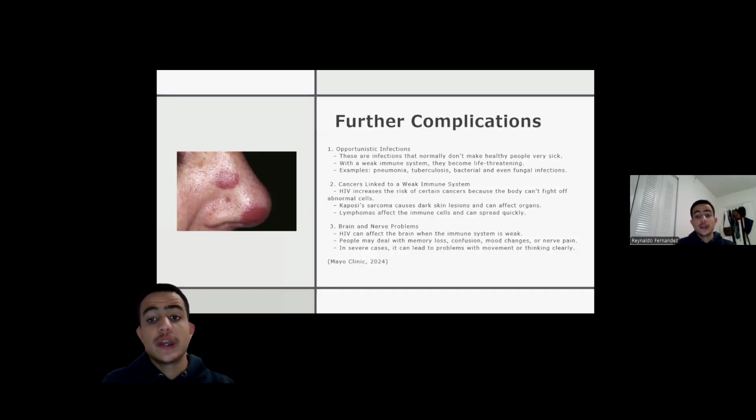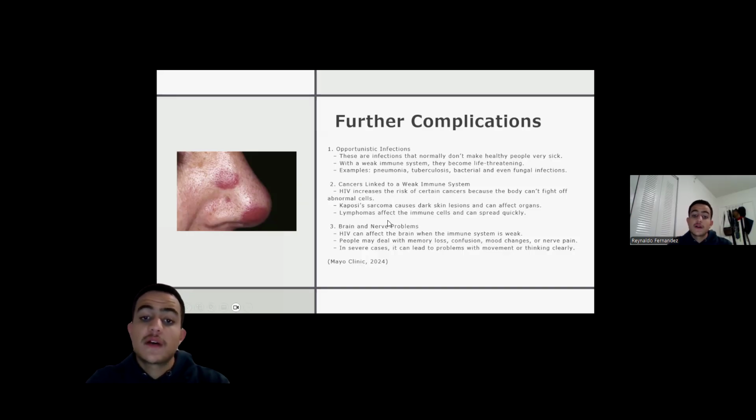Cancers linked to a weak immune system. HIV increases the risk of certain cancers, like I mentioned before, because the body cannot fight off abnormal cells. These types of cancers are like Kaposi sarcoma, which causes dark skin lesions and can affect organs. So this is an example of somebody who has Kaposi sarcoma.